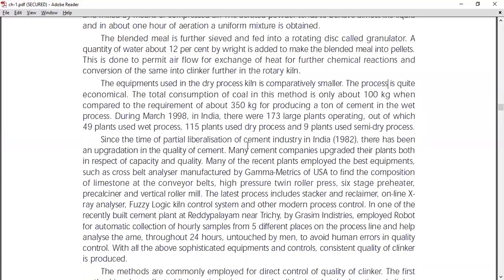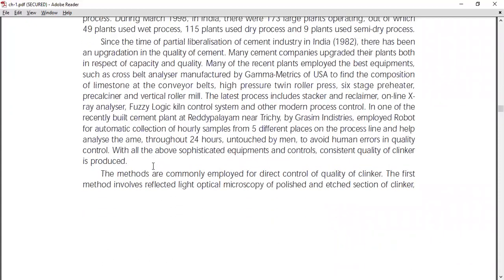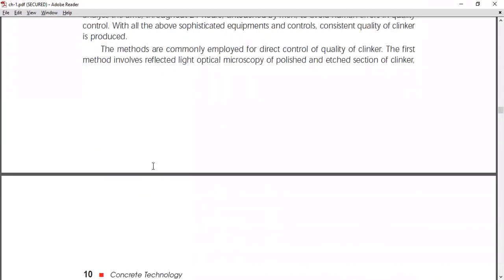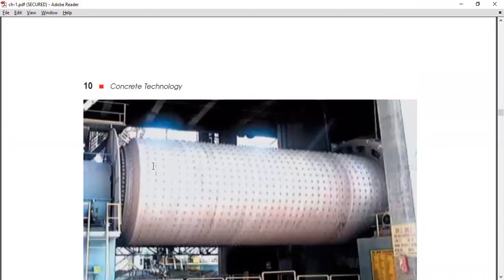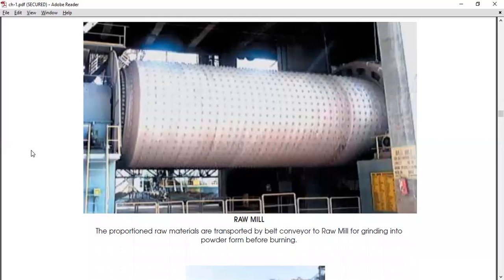The rest of the process is the same as the manufacturing of dry cement, which we already saw in the video and learned in the previous lecture. The image shown is of the raw mill. The proportioned raw materials are transported by belt conveyor to the raw mill for grinding into powder before burning.